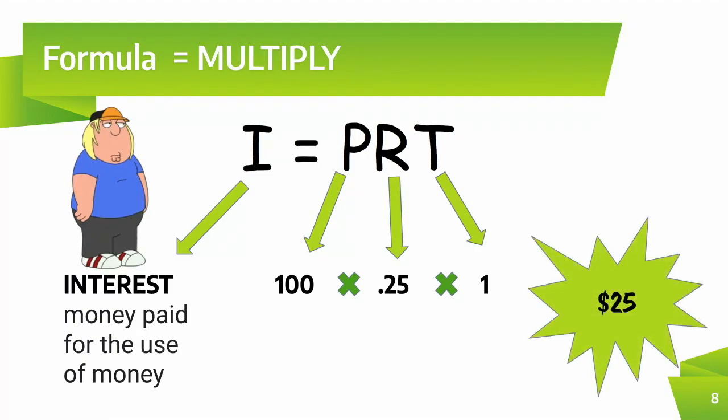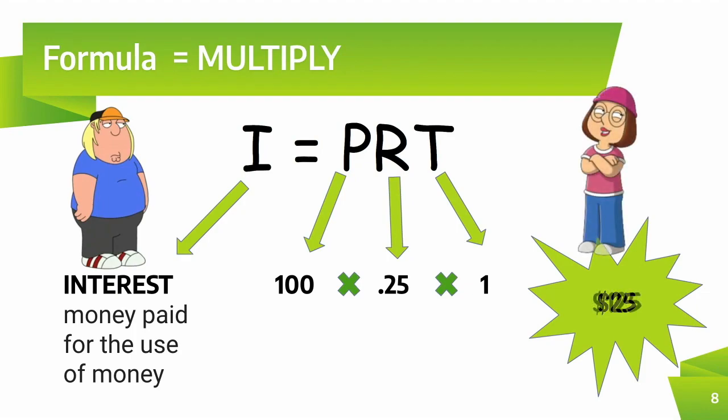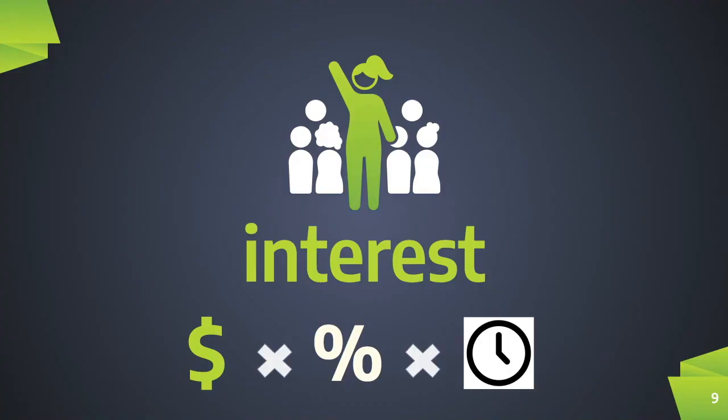So when it's time for Chris to pay Meg back, even though he borrowed $100, he has to pay her back $125 because she charged him interest. To calculate interest, we multiply principal times rate times time.